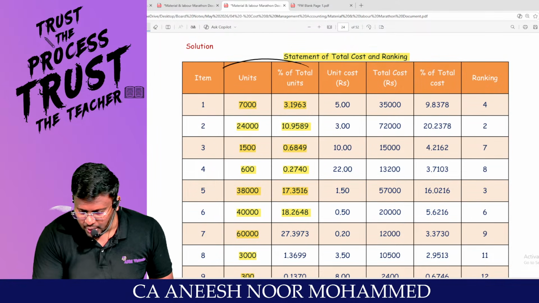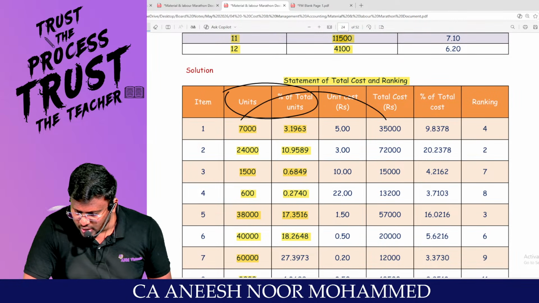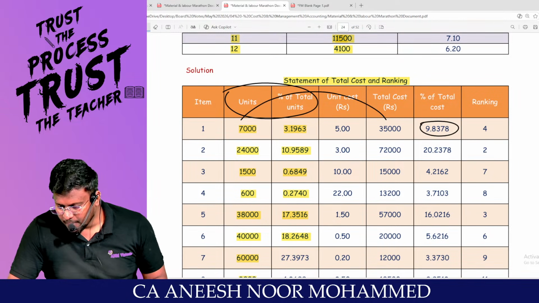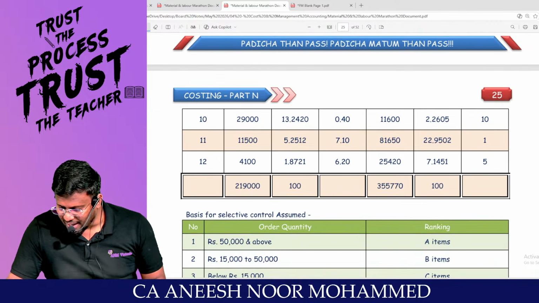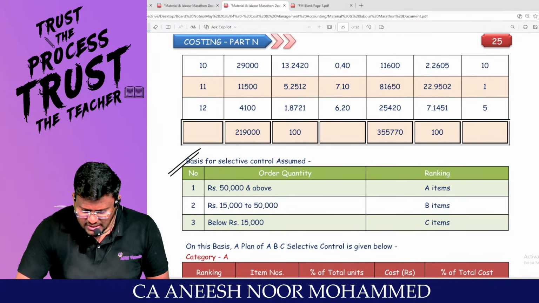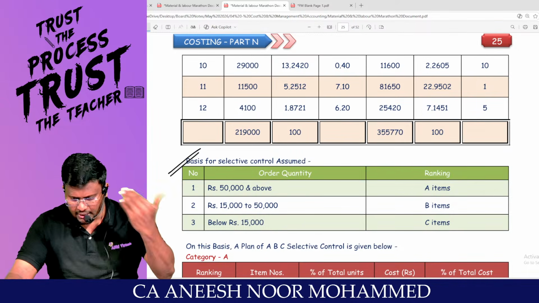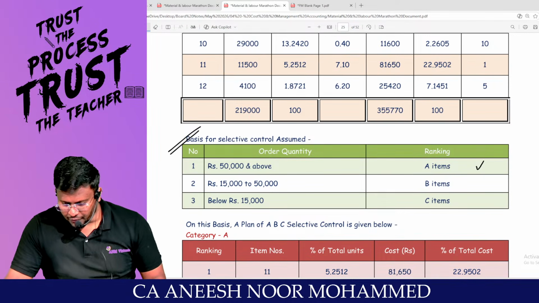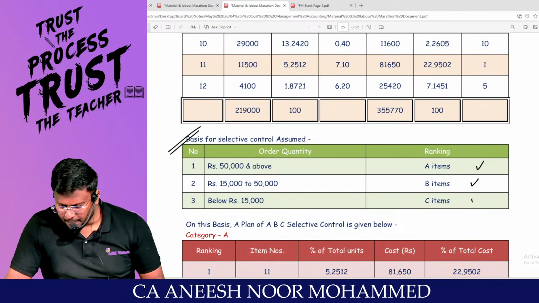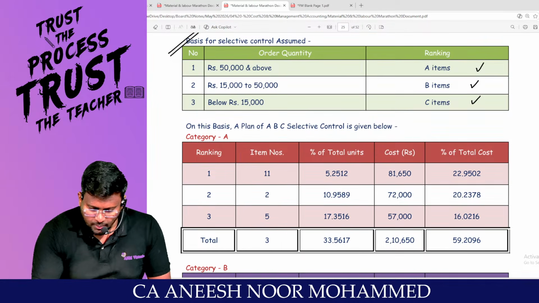This is the units proportion. Then unit cost is already given. Then number of units into unit cost, I will be getting the value. Then percentage. Then I will be ranking based upon the value. Then the basis for selective control. This is an assumption, pure assumption. I'm thinking that 50,000 and above are A items, 15,000 to 50,000 are B items, below 15,000 are C items. On that basis, I will be picking category A.